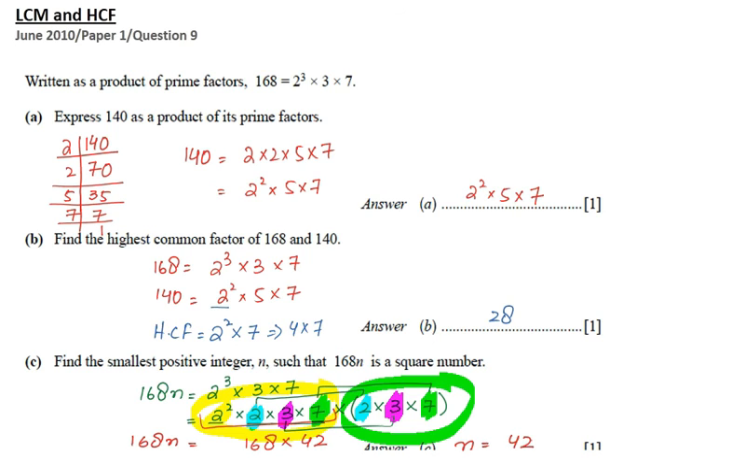Again, I am repeating this: if we multiply 168 by 42, it will become a square number. To make a square number, we make each factor a square. The first 2 square was already a square, and these three numbers were not squares, so we multiplied by 2, 3 and 7. Now each number is a square number. What we have added here is 42, so if we multiply 168 by 42, it will become a square number. I hope you have understood this question. Thank you.